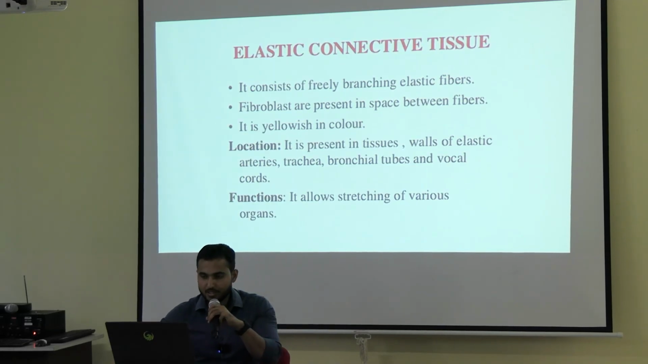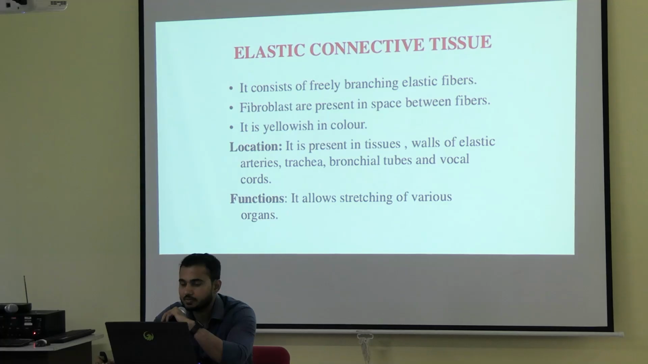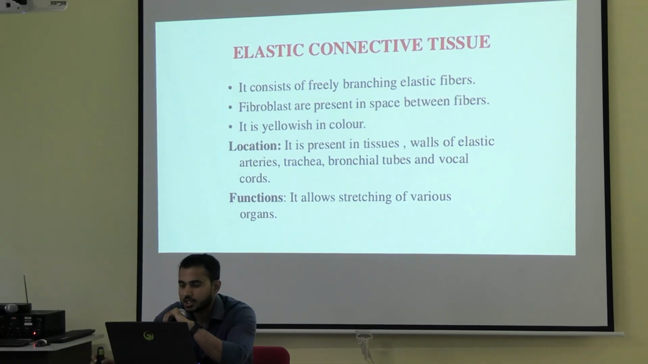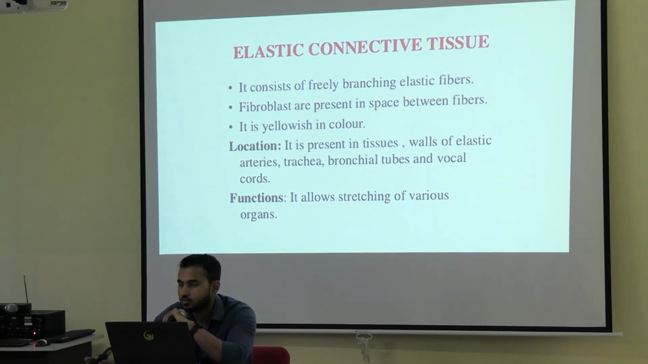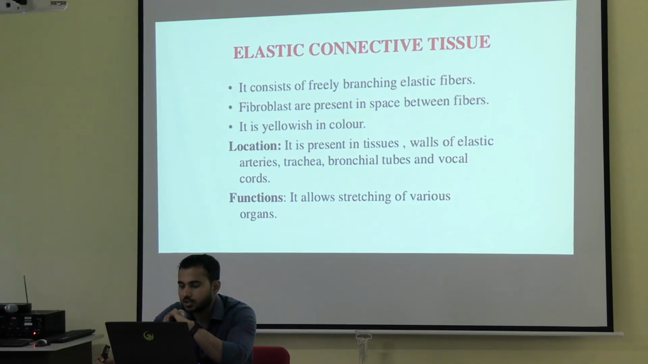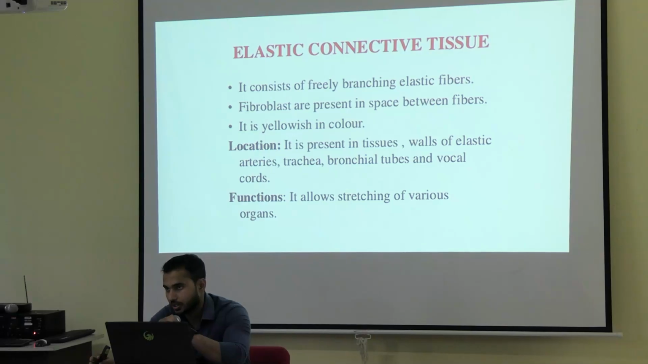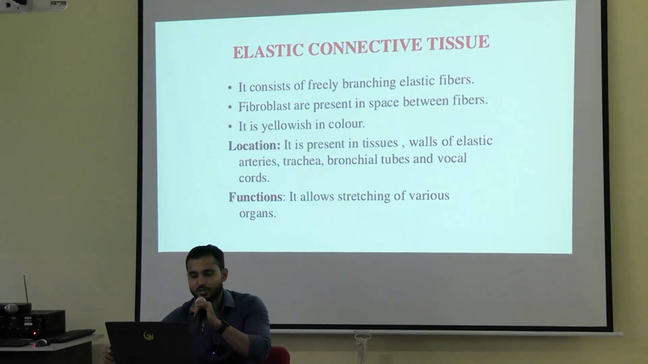Next, elastic connective tissue. तो इसमें क्या होता है? Freely branching elastic fibers are present, yellowish in color. Location: the wall of the large arteries, trachea, bronchial tubules. What is the function? It allows stretching of various organs because of the presence of elastic fibers.